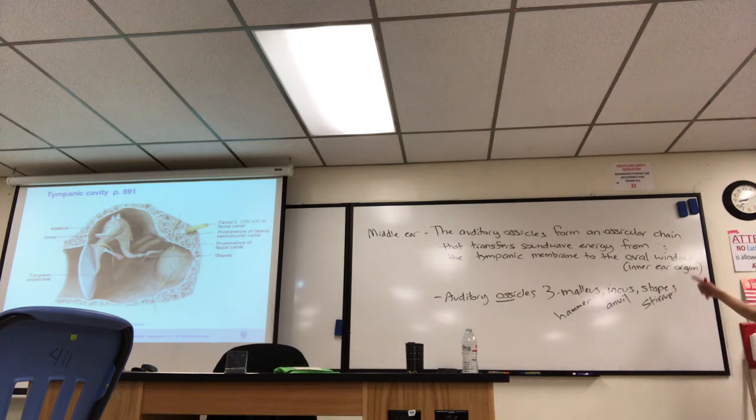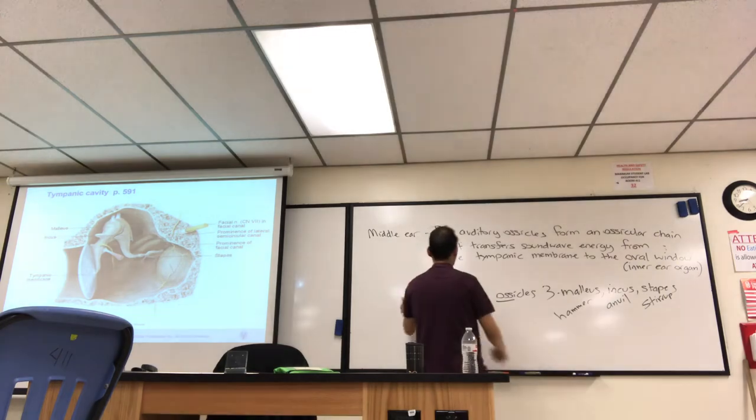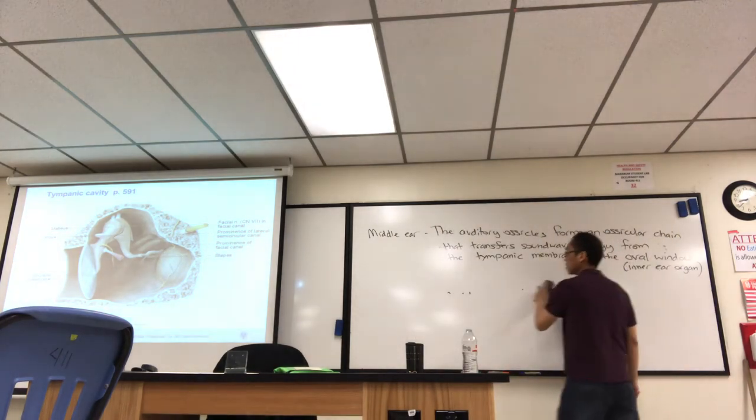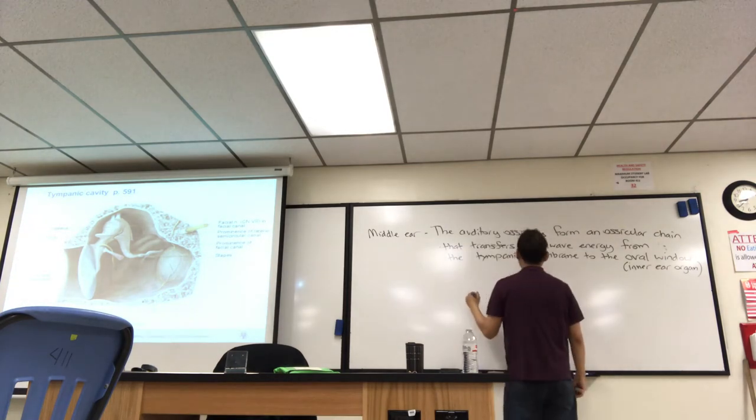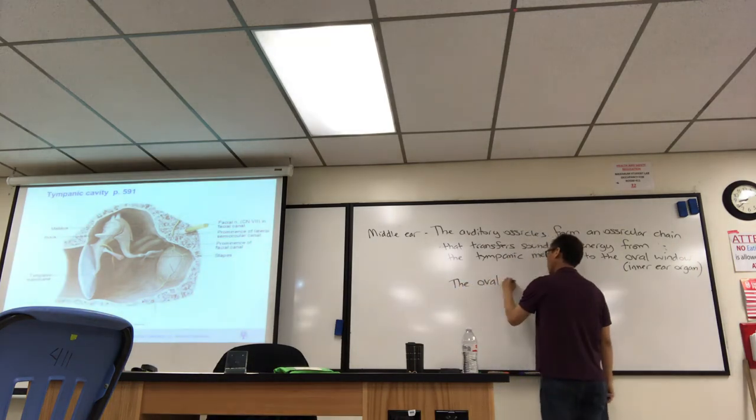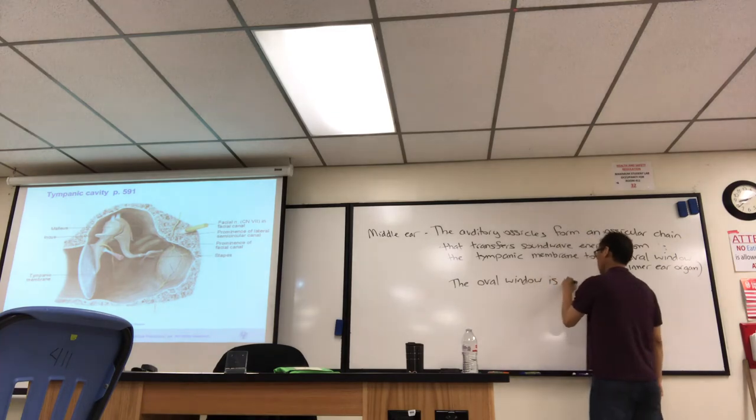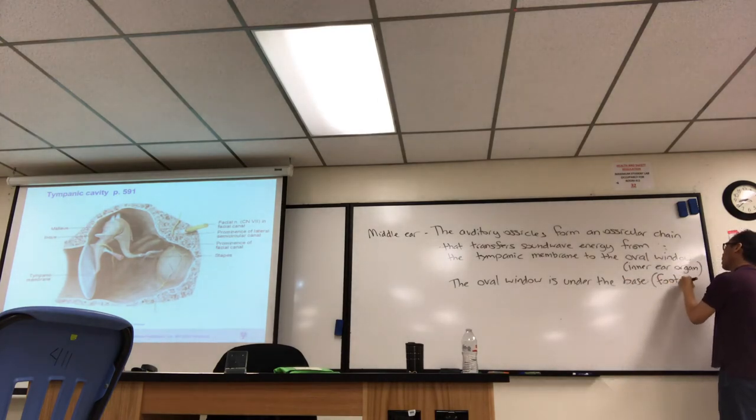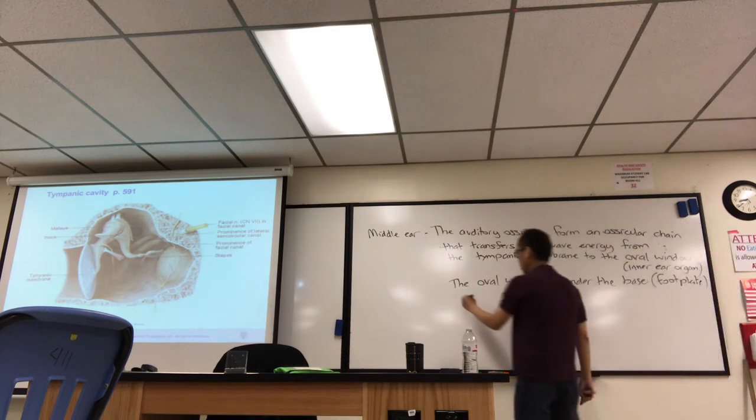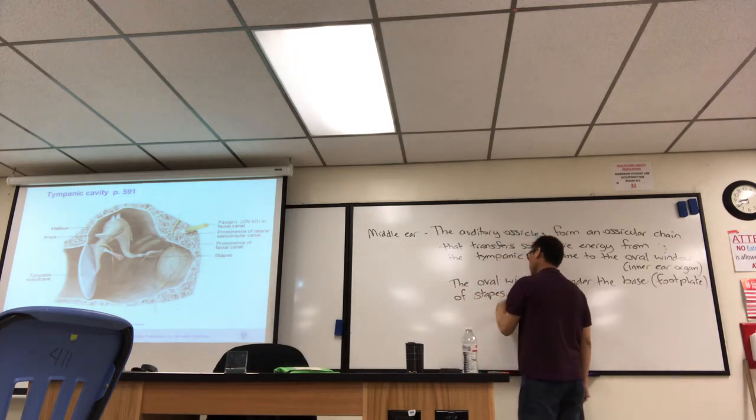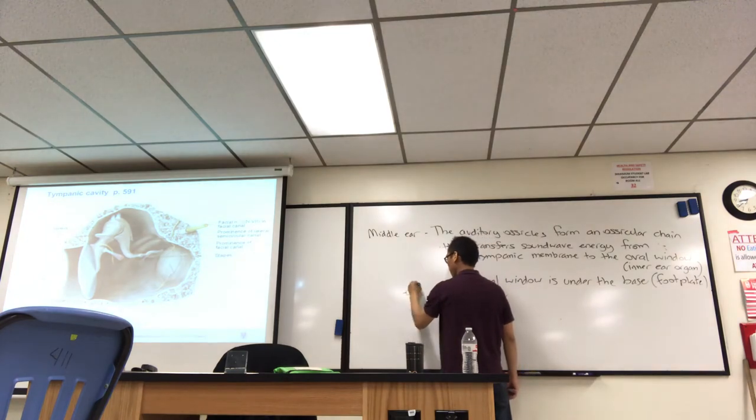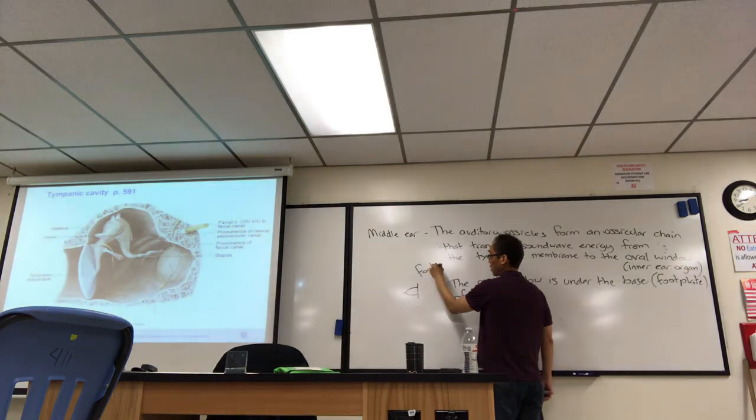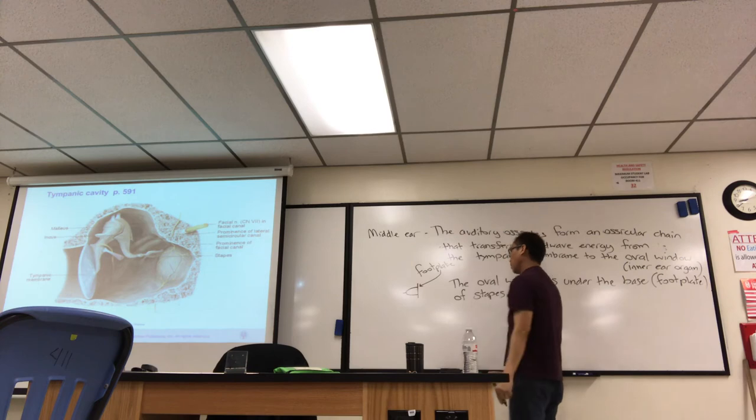Basically, the oval window is underneath the foot plate of the stapes. Stapes is not one of those fun anatomy words. Spelled stapes, pronounced stapes. Okay. The oval window, under the base, sometimes called the foot plate of the stapes. So basically, the stapes, obviously in the picture, is kind of like that. That's the foot plate. The oval window is under there.